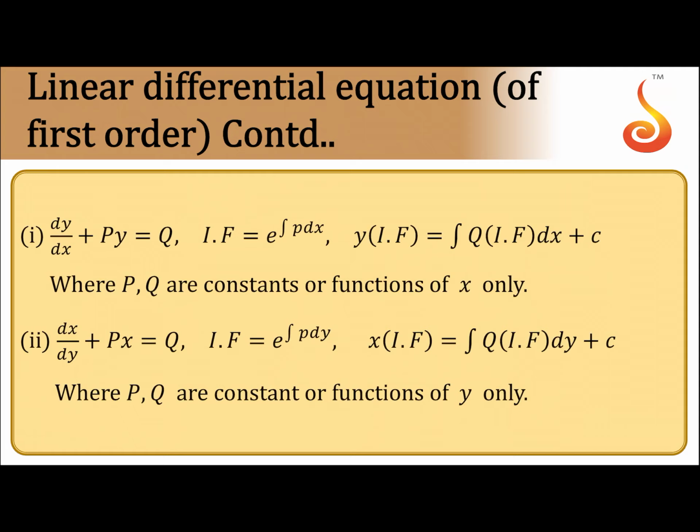Now, how do we solve? dy by dx plus py is equal to q. Integrating factor is e to the power integral p dx. So y into integrating factor is equal to integral of q into integrating factor dx plus c. If it is dx by dy plus px equal to q, the integrating factor will be e to the power integral p dy, and x into integrating factor is integral of q into integrating factor dy plus c, where p and q are functions of y.